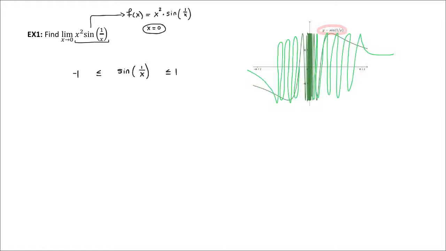So, absolutely, I can multiply this middle part by x squared as long as I multiply the left part by x squared and the right part by x squared. Then I keep my inequality beautifully balanced. And if I do that, what I am going to have is negative x squared less than or equal to x squared times the sine of 1 over x, less than or equal to x squared.